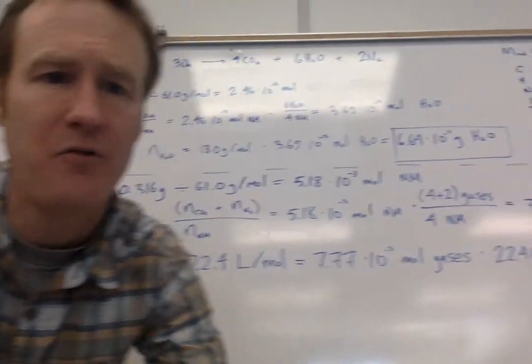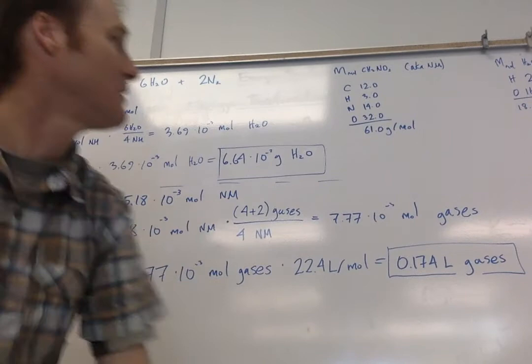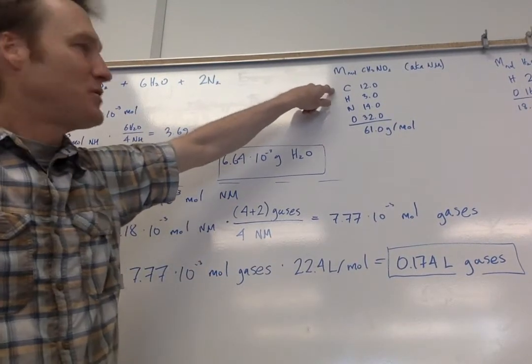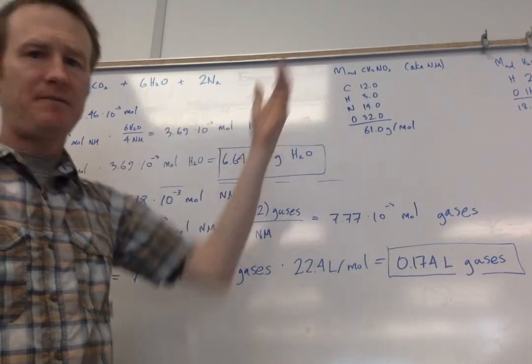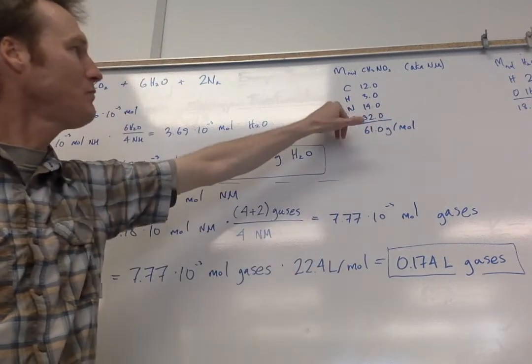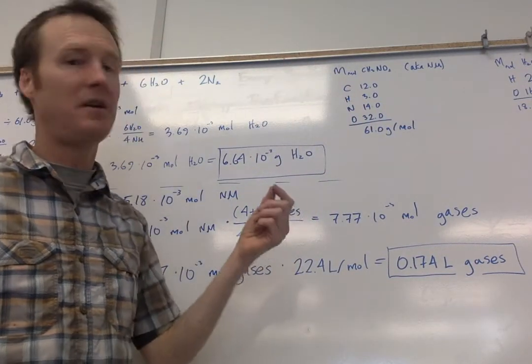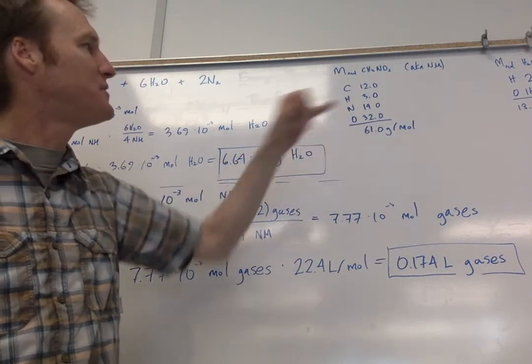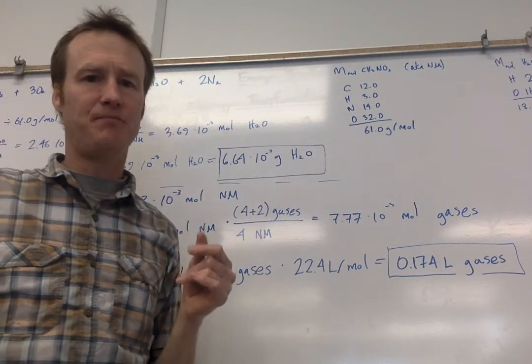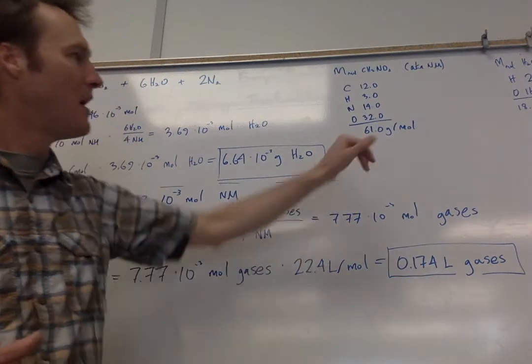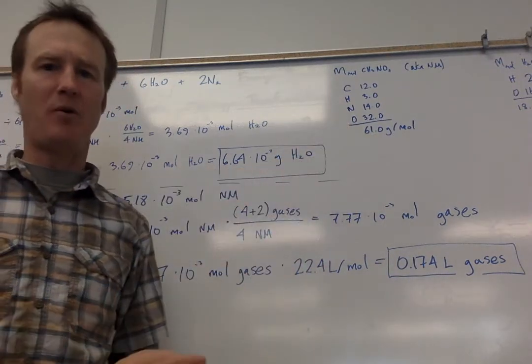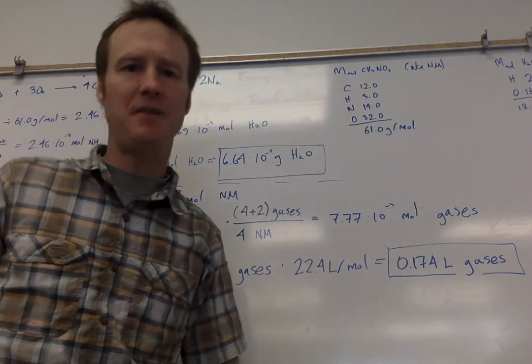Molar mass of nitromethane. It's got one carbon, so 12. Three hydrogens, that's 3.0 grams. 14 is from nitrogen. And we get 32 from oxygen, 2 times 16 is 32. I got 61.0 grams per mole as the molar mass of nitromethane.